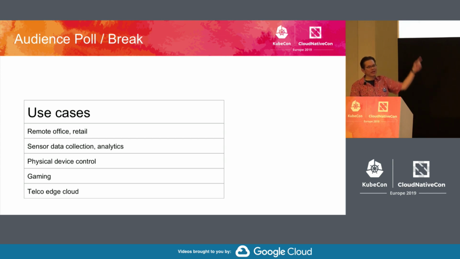There are people doing gaming out at the edge where, for best experience in the game, they're trying to run workloads closer to the actual participants in the game. And then finally, telco edge cloud, where there are telcos that are interested potentially in using Kubernetes to manage things running in cell towers or legacy landline switching offices, and that would be that use case.